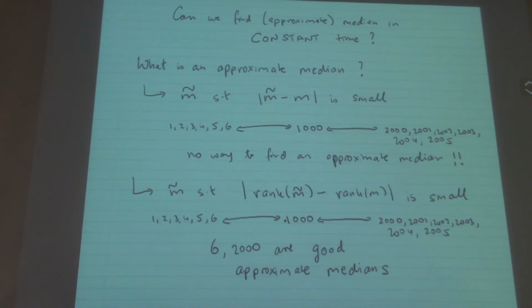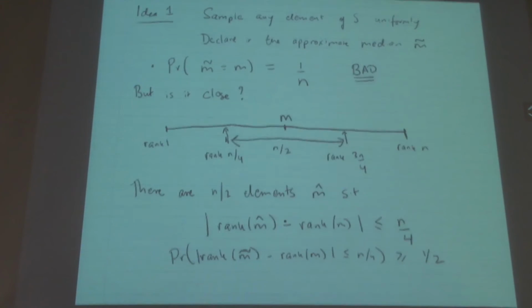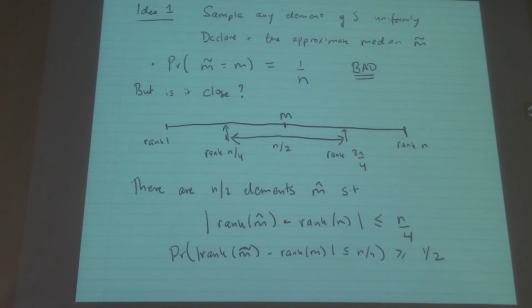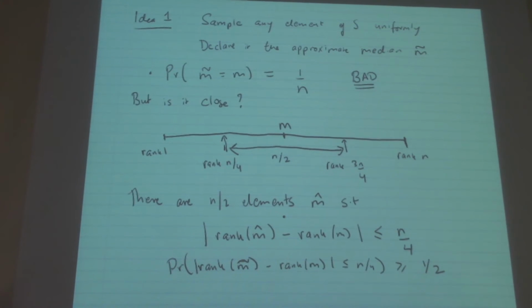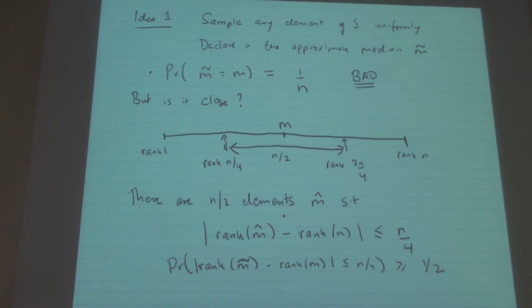And of course, this is terrible, right? But how terrible is it? Well, what's the probability we get the exact answer? That's 1 over n, right? The probability you pick the exact answer is 1 over n because only one of those elements is it. Odd, even, whatever. So that's bad. We don't like probabilities of failure that are 1 over n. We want probabilities of failure that are small. But here's the thing: is it close?